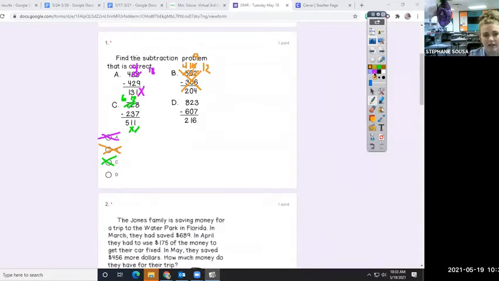And then we're going to check D. 3 subtract 7 is impossible. We got to go regroup. 13 subtract 7 is 6. 110 subtract no tens is 110. 800 subtract 600 is 200. So D is our correct answer. Questions on that one?